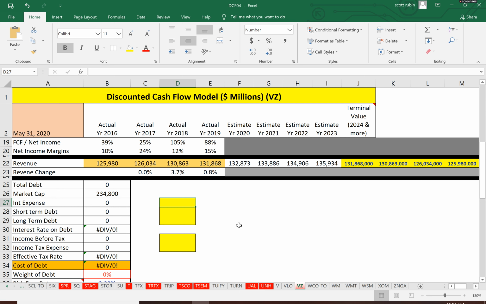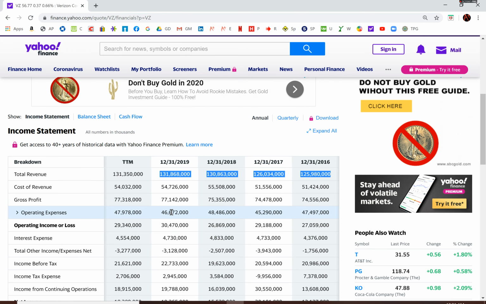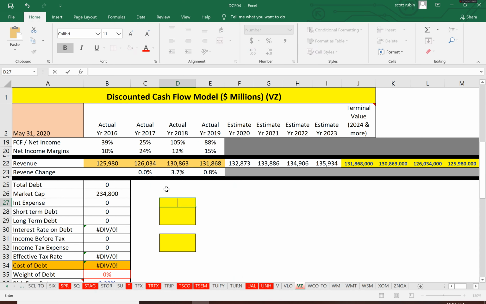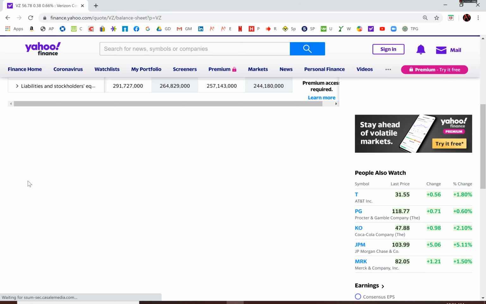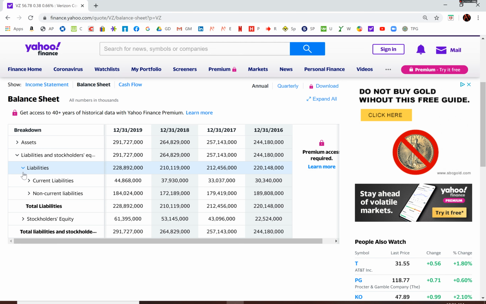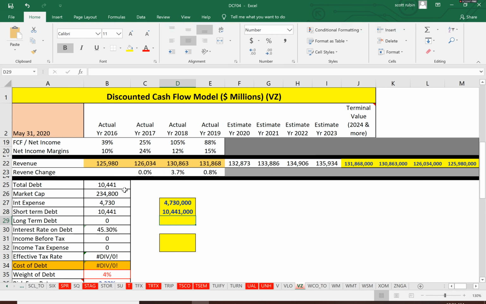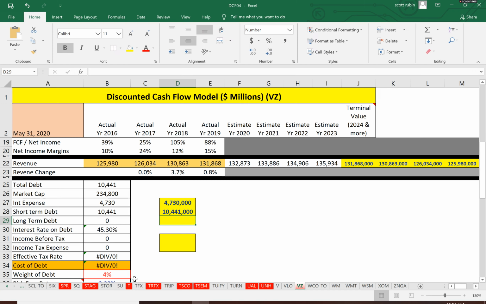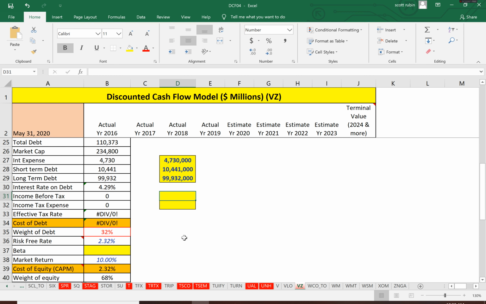Next, we need to look at the capital structure of Verizon to figure out the discount rate we need to apply to the future cash flows. So the interest expense is the interest they pay on their debt, which is 4.7 billion. Let's see how much debt they have. We'll go to the balance sheet and then the liabilities. Current debt is 10 billion, that's due within 12 months. And long-term debt is 100 million, and that's due after 12 months. So they have a good amount of debt, over $100 billion of debt.